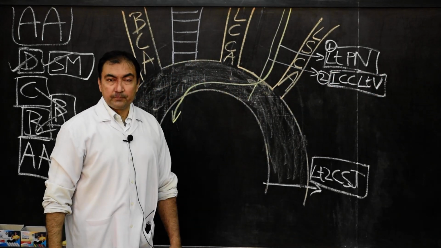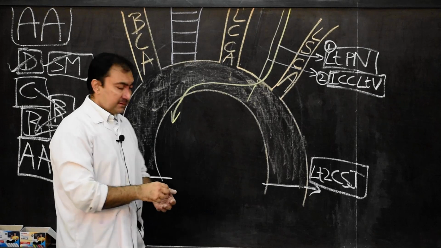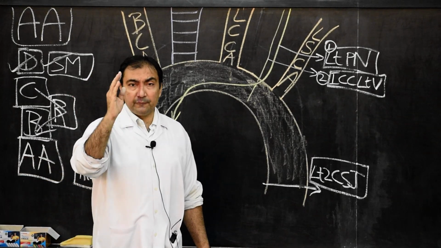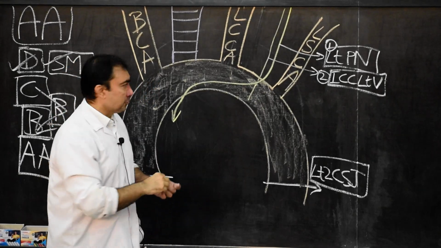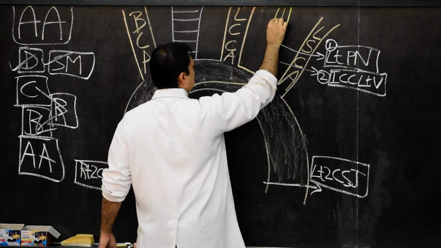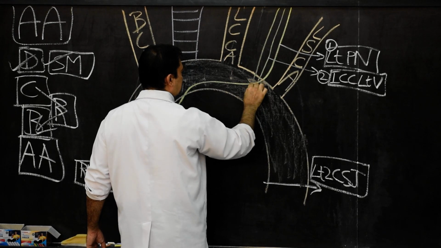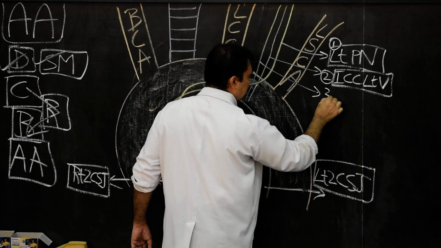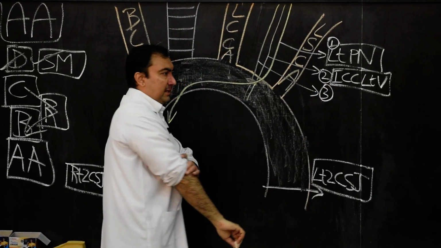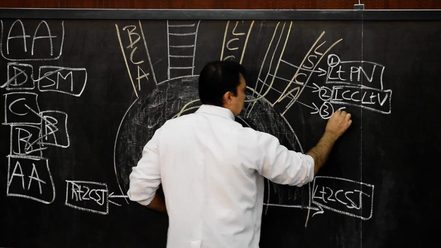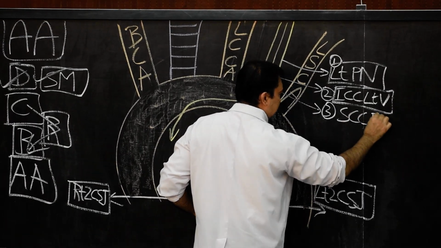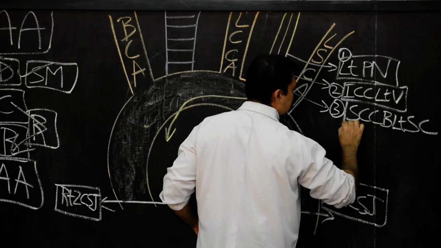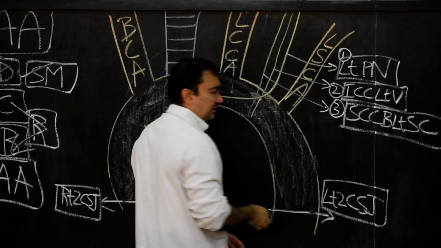Now number 3, behind that, will be the superior cervical cardiac branch of left sympathetic chain. That also we need to show. So therefore we will mark this as number 3, the superior cervical cardiac branch of left sympathetic chain.